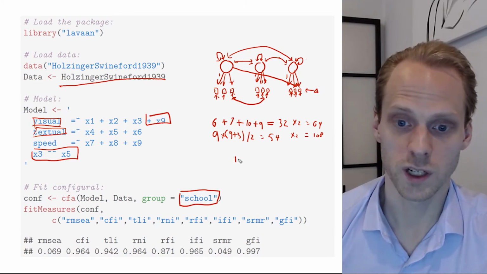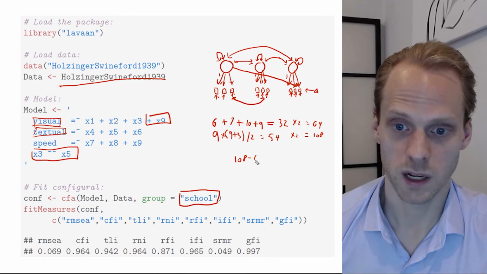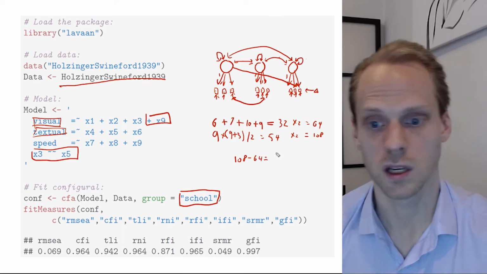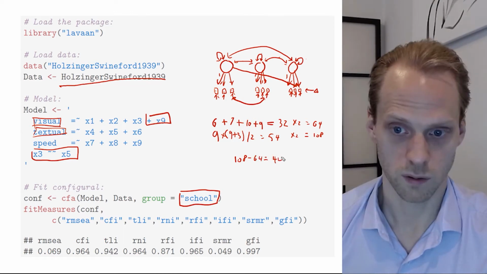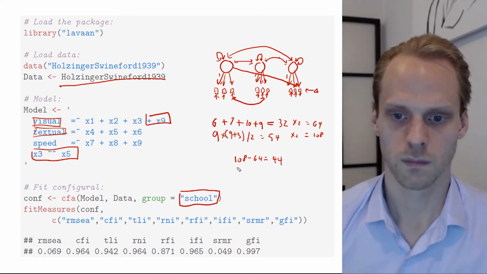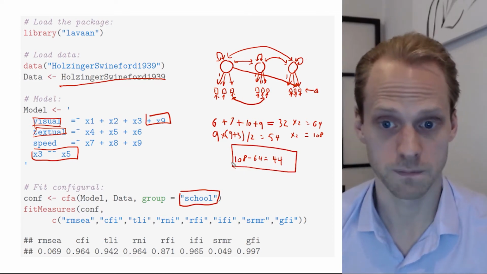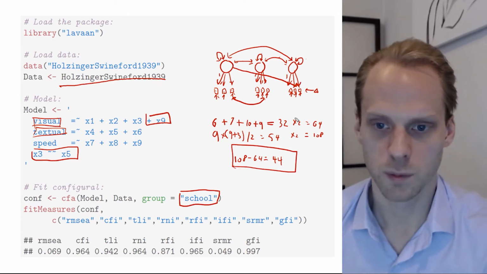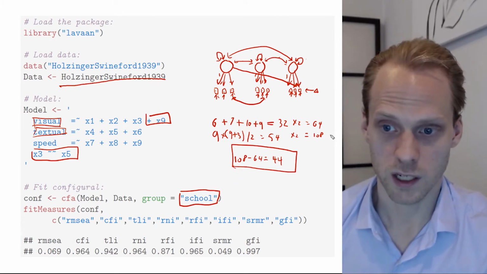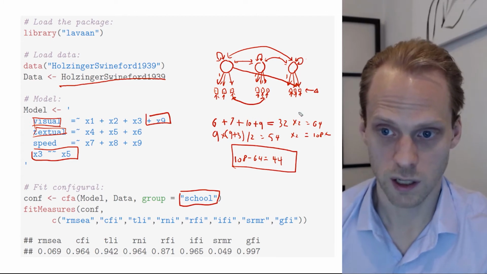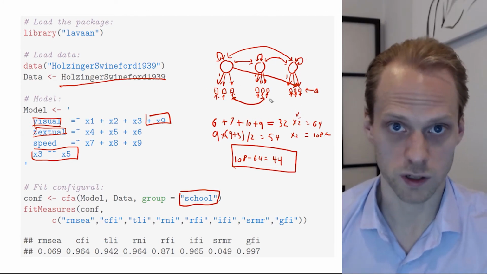So what's our degrees of freedom then? Minus 64 equals 44. So then our multi-group analysis would have 44 degrees of freedom. And this multiplied by 2 indicates the observations. You can always do that. Here, that's simply because we had no equality constraints.